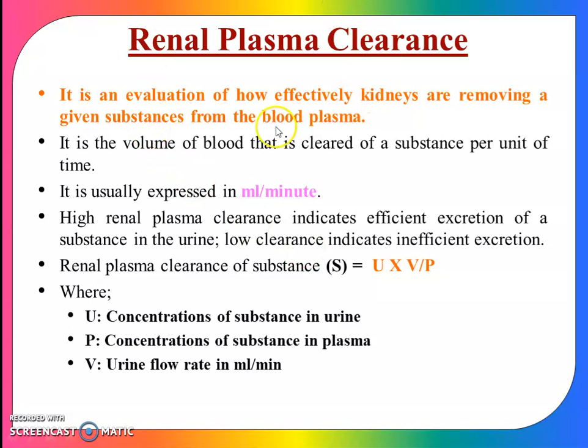This renal plasma clearance is determined by one formula, that is S equals U times V divided by P, where U is the concentration of the substance in urine, P is the concentration of the substance in plasma, and V is the urine flow rate in ml per minute. So this is about the renal plasma clearance, in which the evaluation of kidney function is tested depending on the removal of a given substance from the blood plasma. I hope you have understood the three different kidney function tests.